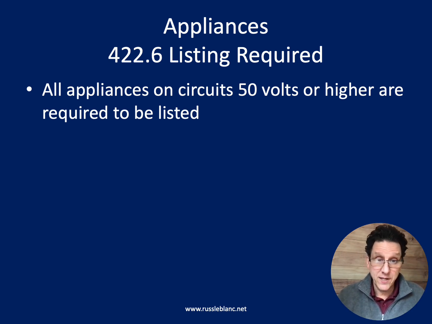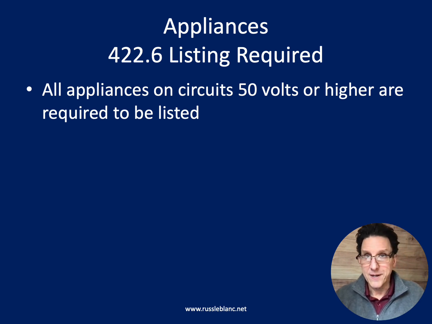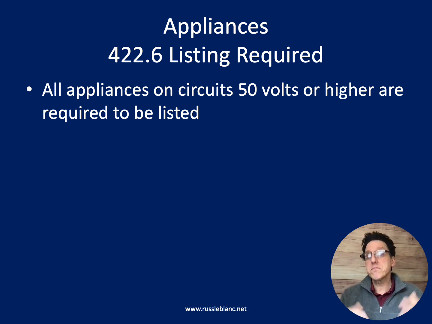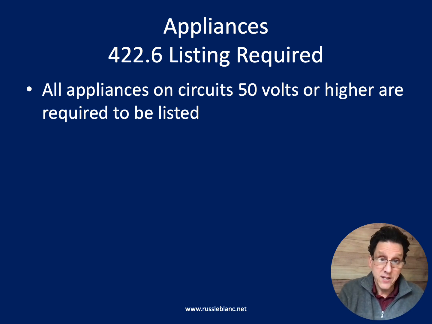There's a couple qualifiers we want to mention. 422.6 basically requires appliances to be listed. Most of the appliances in a house, unless they're low voltage, which could happen, but a disposal is going to be 120 volts. A central vac is going to be 120 volts. Most of these are going to be 120 volts, 240 volts, things like that. 422.6 says all appliances on circuits 50 volts or higher are required to be listed. So you shouldn't encounter an unlisted garbage disposal or an unlisted central vacuum. If you did, it'd actually be a code violation to install it. All right, so we'll just pretend there's no such thing as a code violation.